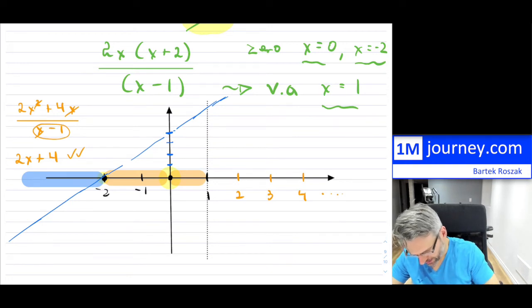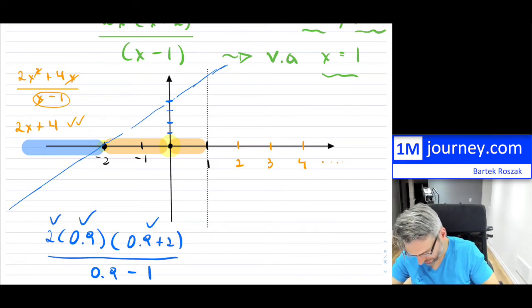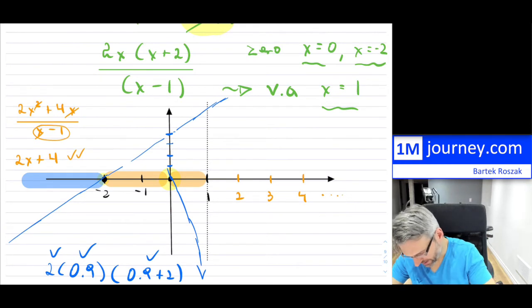Okay, so if we plug in, let's say 0.9, so 2 times 0.9, 0.9 plus 2, and then 0.9 minus 1, so that's all positive, and then this is a very small negative, so that means this kind of goes in this direction. It sketches through here. Now it has to pass through here, right? And then it has to come back. So it's going to be something like that.